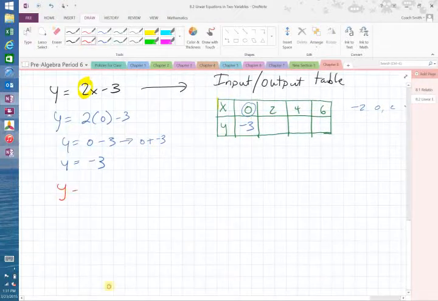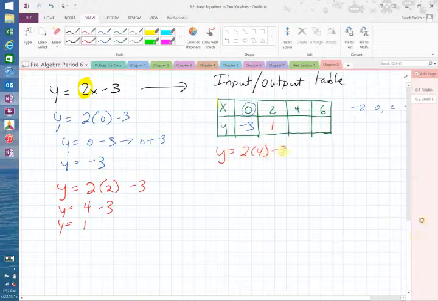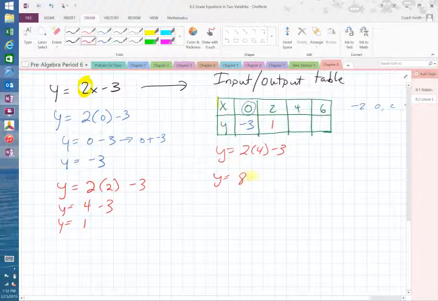All right. y is equal to 2 times 2 minus 3. Okay, well that's y is equal to 4 minus 3. 4 minus 3 is what? 1. So that's y equal to 1. So my output value when x is equal to 2 is 1. Now I plug in the 4. 2 times 4 minus 3. 2 times 4 is what? 8 minus 3. 5. y is equal to 5.